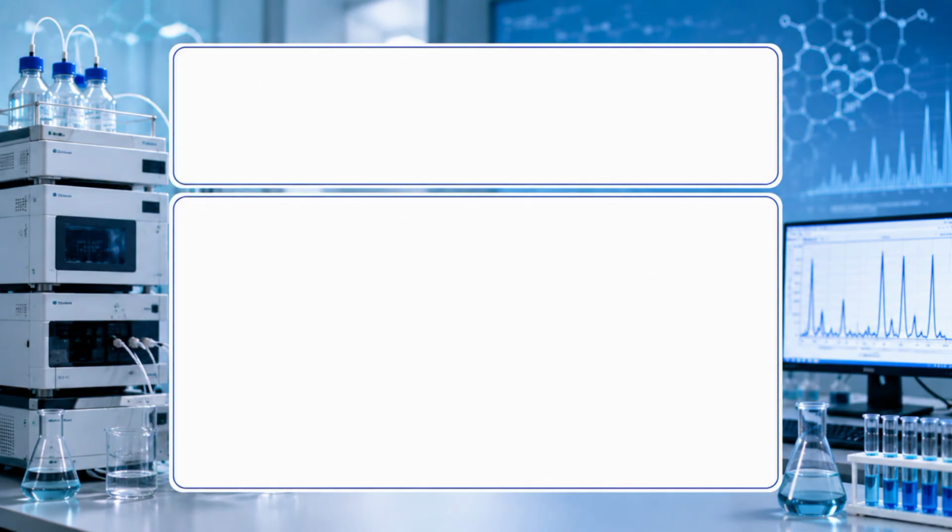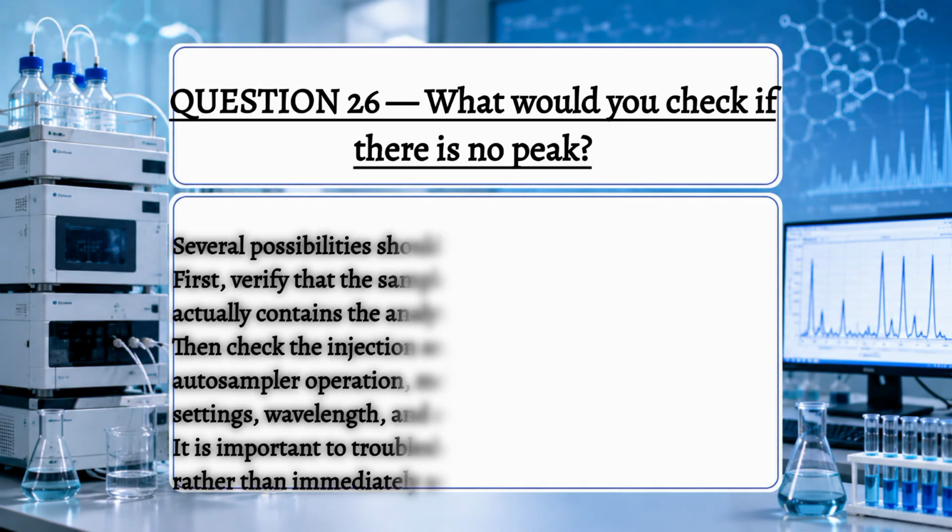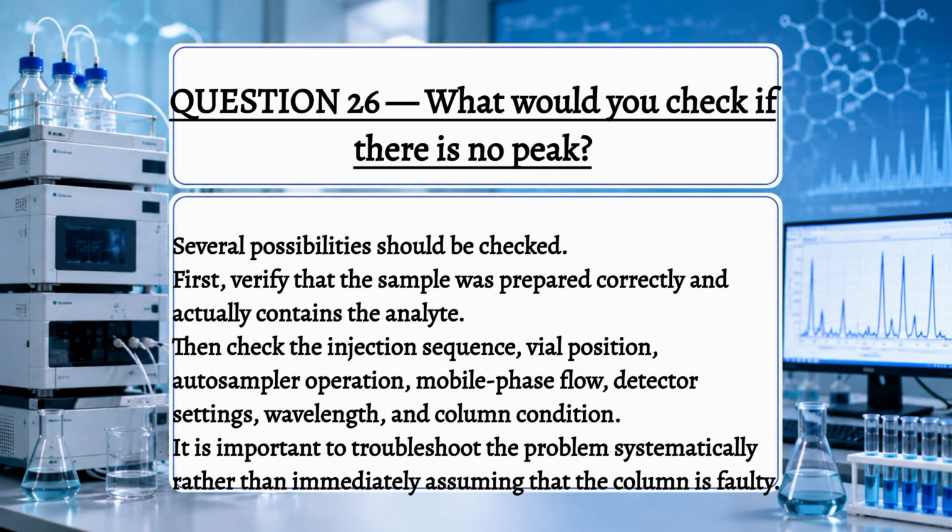Question 26. What would you check if there is no peak? Suppose you inject a sample and no peak appears. What could be the reason? Several possibilities should be checked. First, verify that the sample was prepared correctly and actually contains the analyte. Then check the injection sequence, vial position, autosampler operation, mobile phase flow, detector settings, wavelength, and column condition. It is important to troubleshoot the problem systematically rather than immediately assuming that the column is faulty.